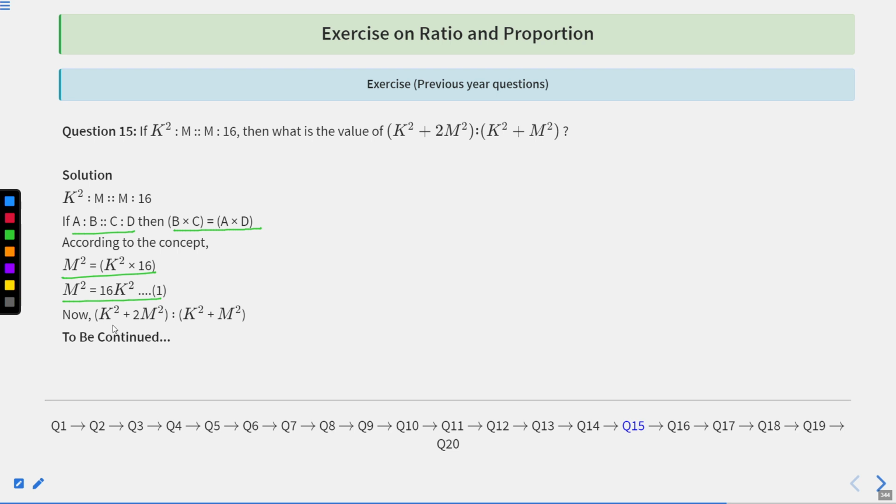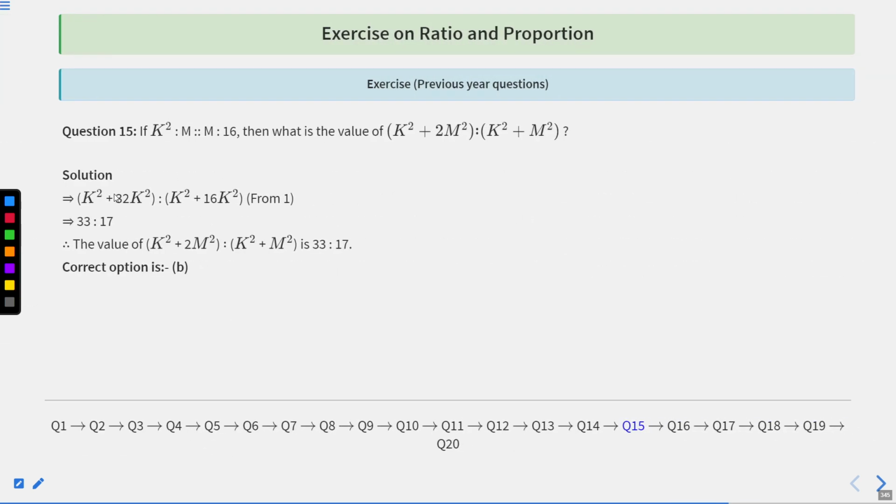And now we want to find K square plus 2M square is to K square plus M square. So K square plus 32 K square is to K square plus 16 K square. Using the first equation, we will have 33:17. So the correct option here is option B.